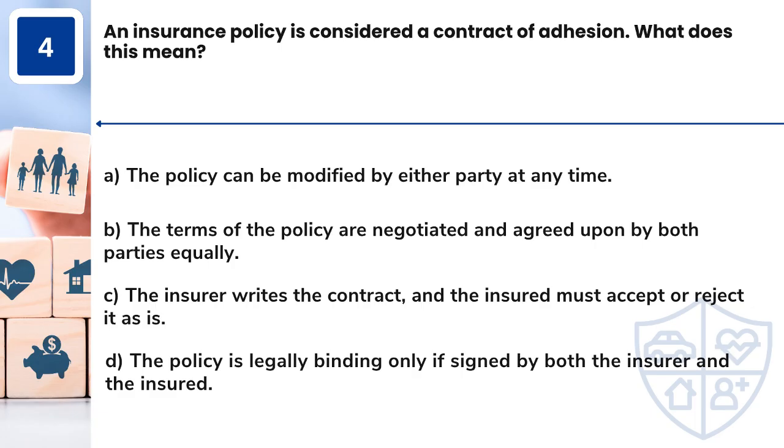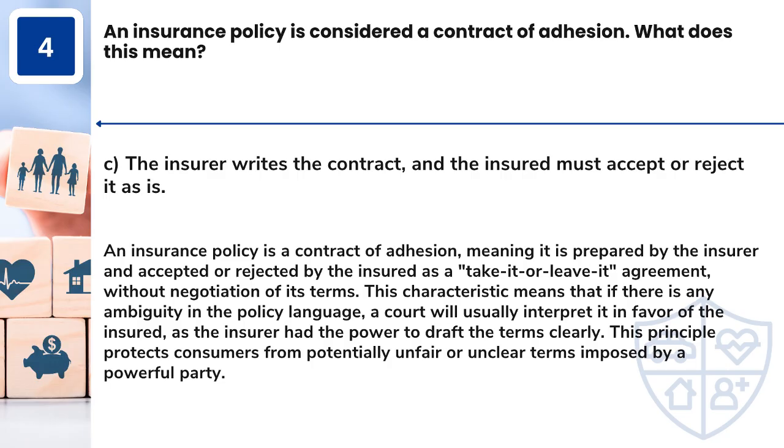Question 4. An insurance policy is considered a contract of adhesion. What does this mean? A. The policy can be modified by either party at any time. B. The terms of the policy are negotiated and agreed upon by both parties equally. C. The insurer writes the contract, and the insured must accept or reject it as is. D. The policy is legally binding only if signed by both the insurer and the insured.